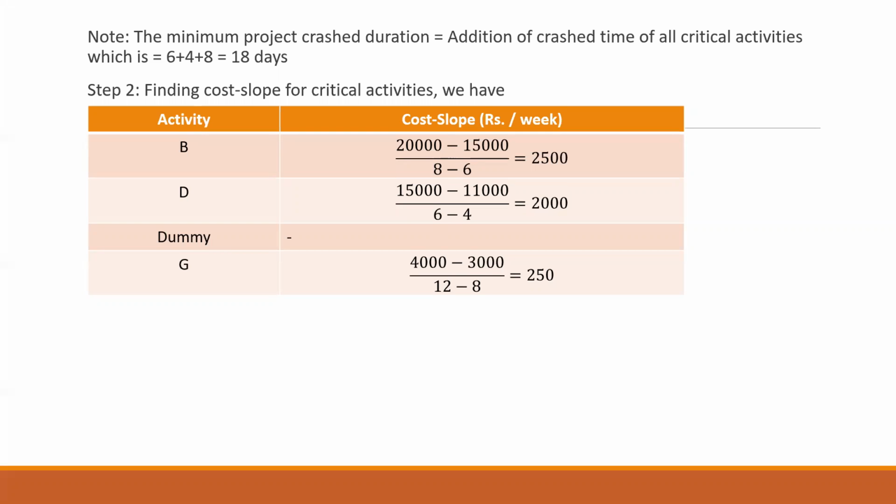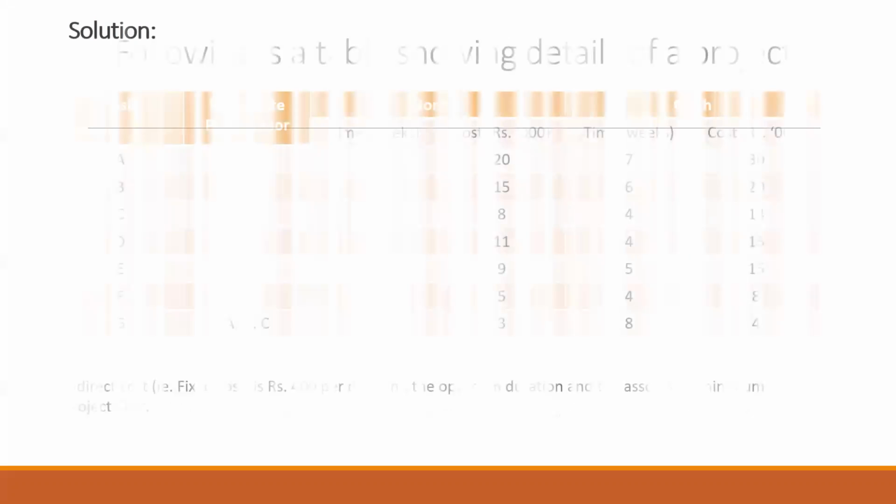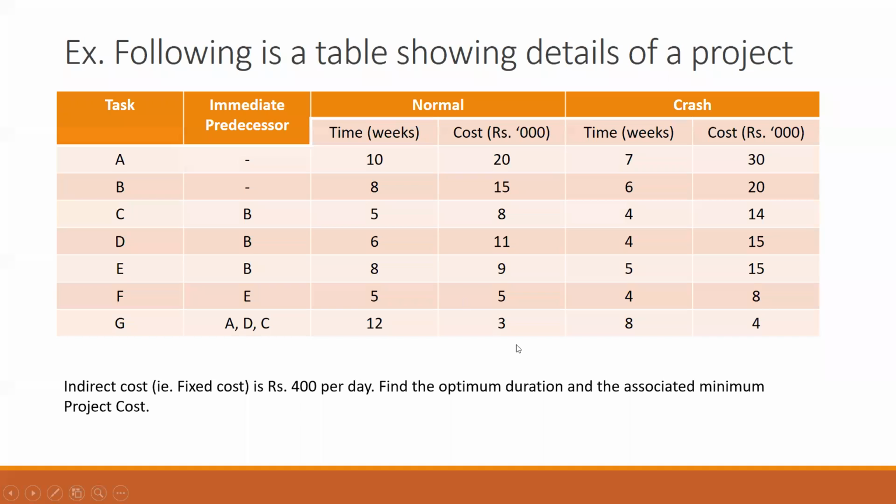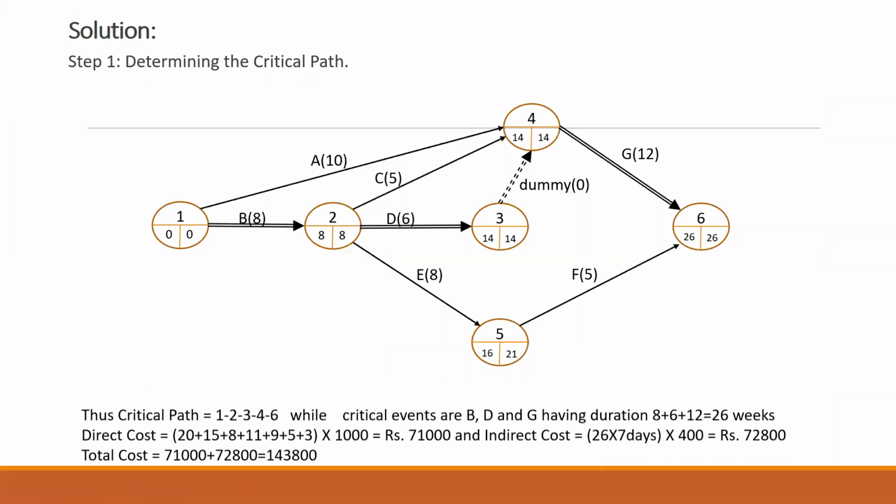Okay. Now the next step would be to find the lowest cost slope. The lowest cost slope is for activity G, so we can crash this activity by some days. Let us go back to the table. For activity G, the crash time is 8 weeks and the normal is 12. That means I can crash this activity by a maximum of 4 weeks. Now let us go back to the diagram here.